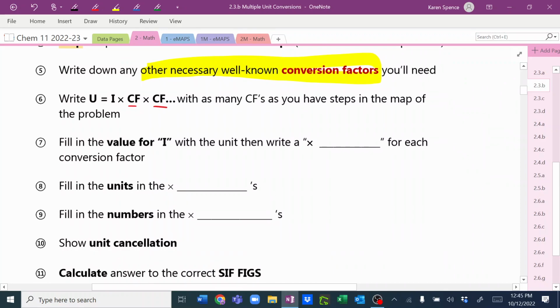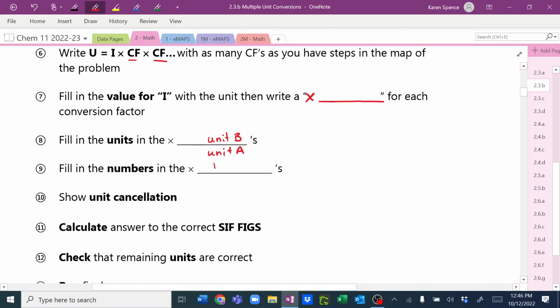You will fill in the value for I, and then remember you're going to write times and then a line. You're going to fill in the units. You're going to have unit B and unit A. I like filling in the units before I put the numbers in because it makes sure that I put the numbers in the right place. You'll have a number up here of unit B and a number down here of unit A.